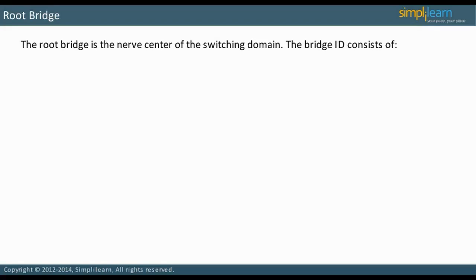The root bridge is the nerve center of the switching domain. The switch with the lowest bridge ID is elected as root bridge. The bridge ID consists of three fields. The first is a 4-bit priority multiplier. Priorities are set in increments of 4096.